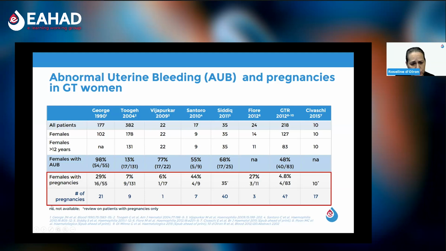Now, when we move to the number of pregnancies, you see that these numbers in this entire literature are extremely rarely reported. And you have here, in all of these cohorts, the number of women who had some pregnancies and the number of pregnancies in total. And you see that the currently available literature is really extremely scarce.